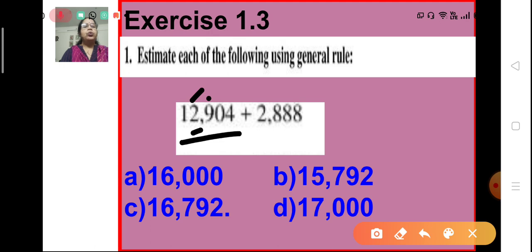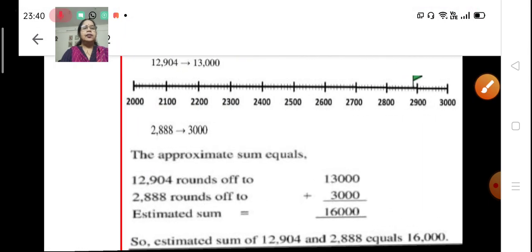All right, and 2,888 can be rounded off as 3,000. So, 13,000 plus 3,000, what will be the option? It will be 16,000. 13 plus 3, 16,000. Okay, let's see how we solve it.